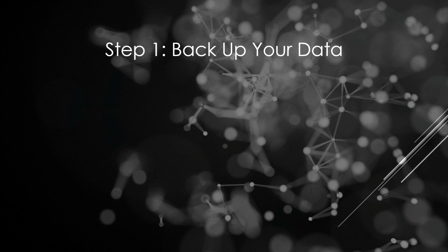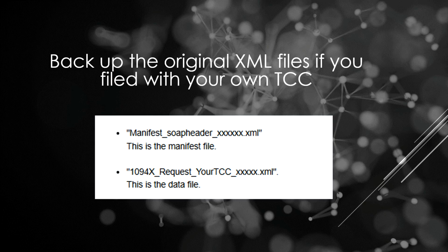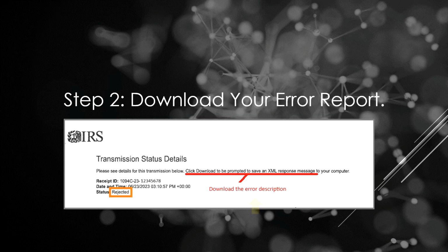Step 1. Secure your data. Before making changes, always back up your Easy 1095 software data and your original XML files if you filed using your own TCC.